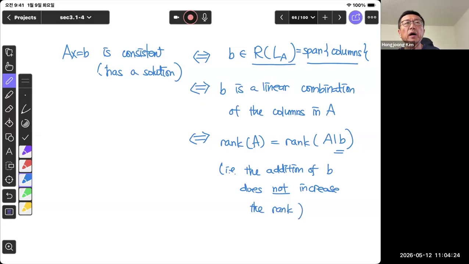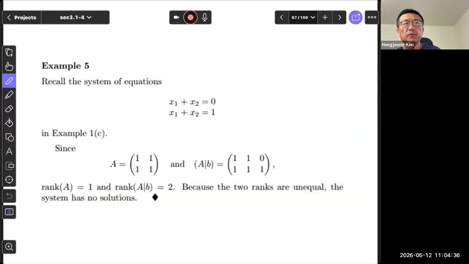So those are equivalent statements, and I will add a few more statements for this property. In example 5, if I consider this matrix, then the coefficient matrix A is this 2 by 2 matrix, and the augmented matrix is this 2 by 3, right? The rank of A is 1, while the rank of the augmented matrix is 2, so their ranks are different. Then that means there is no solution because the system is not consistent.